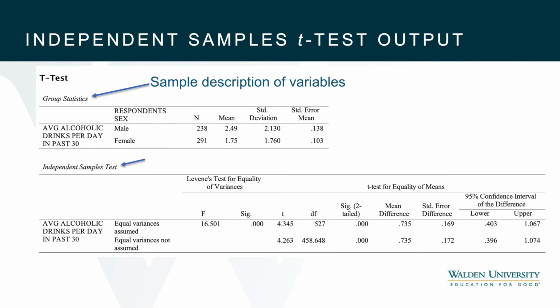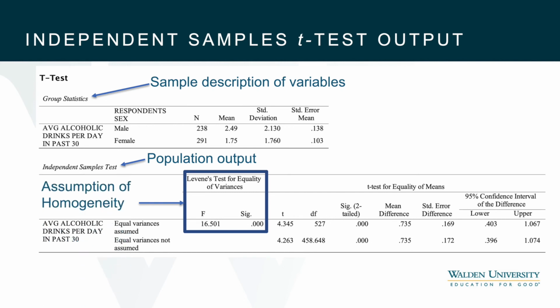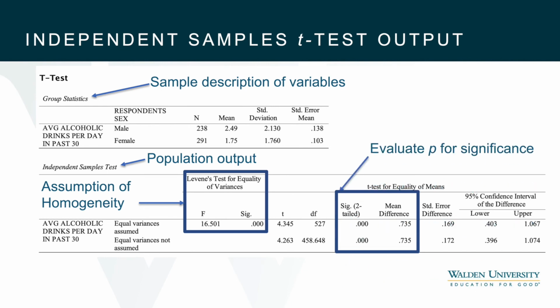The independent samples t-test box is where the population output lives. Of course, we first have to evaluate the Levene's for homogeneity of variances, and that will determine which row I will report. In this case, Levene's was not fulfilled, and I will have to evaluate significance based on that second row, and I will use the t-value and the degrees of freedom for proper APA reporting.